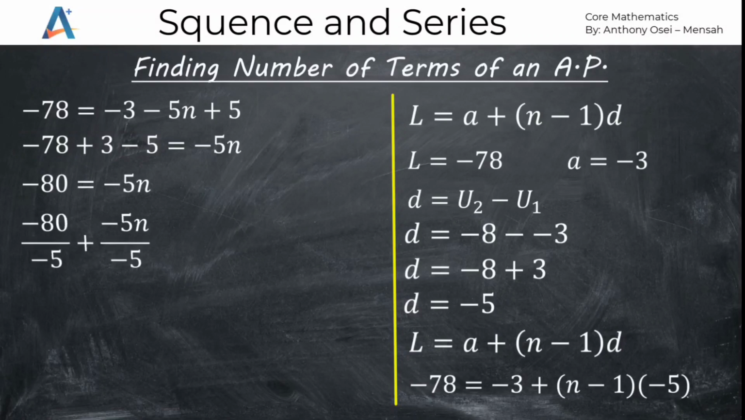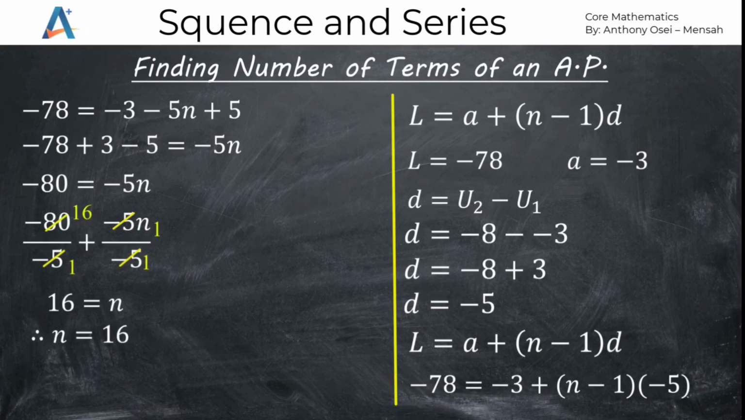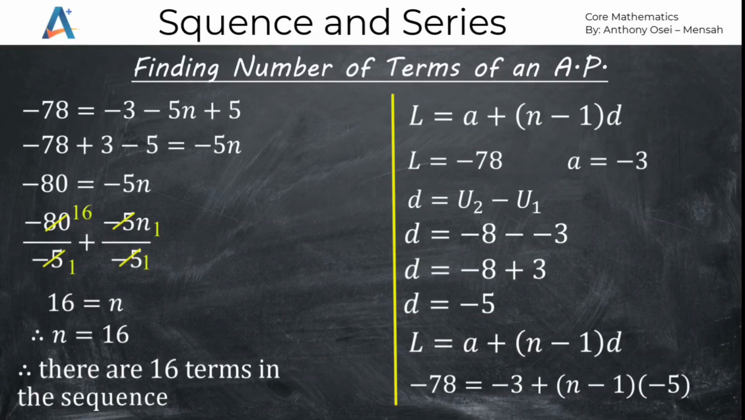Now we divide both sides by -5. So -80 is equal to -5n, divided by -5, divided by -5. -5 will cancel -5, giving us 1. Now 80 divided by -5, the negative will cancel the negative, giving me 16. So we get 16 is equal to n. So n is 16. So therefore there are 16 terms in the sequence. So the 16 terms represent the number of terms in the sequence. So our answer is 16.